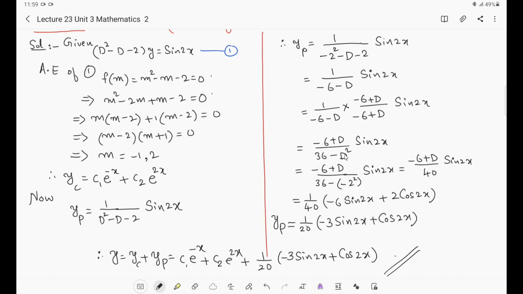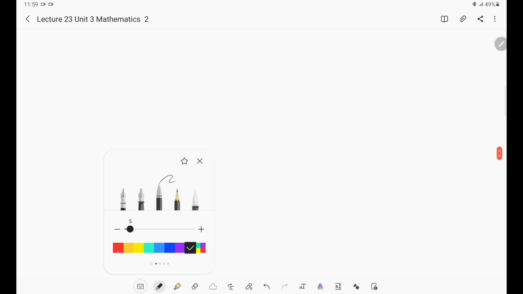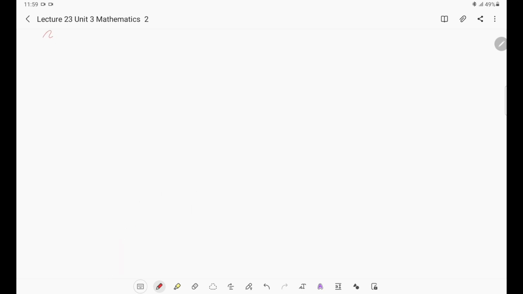We will see one more problem where the failure case may rise, right, that is the denominator becomes 0. We will consider the second problem. Second question is, solve D square plus 4 into y equal to sin 2x.